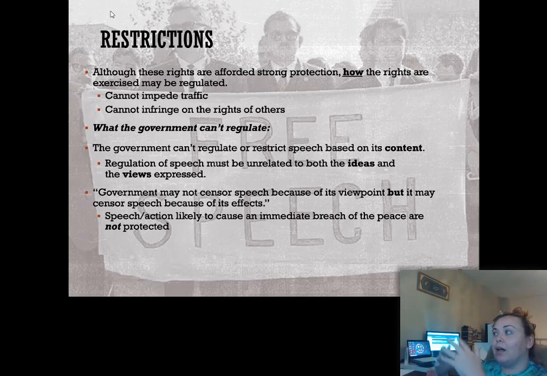Government can't say, well, I'm not going to give you a permit to have a petition or rally or whatever you want to because I don't like the content of your message. Okay? The regulation has to be unrelated to the ideas and the views expressed. Okay? However, the speech or action cannot cause an immediate breach of the peace.